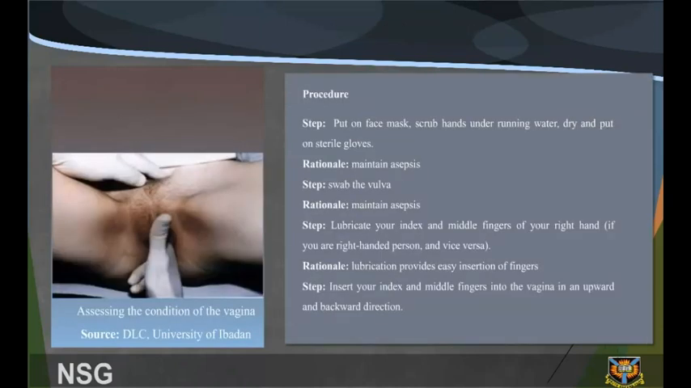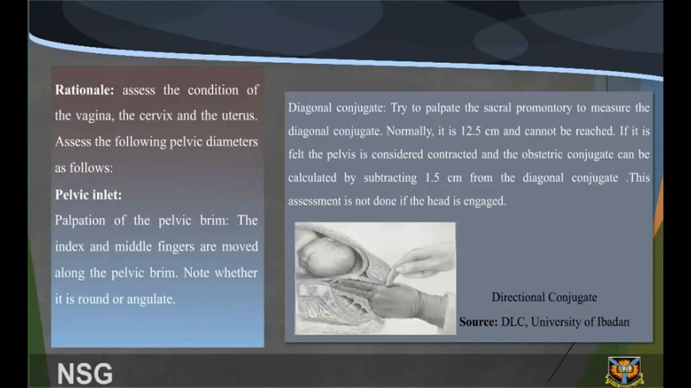Procedure. Put on a face mask, scrub hands under running water, dry and put on sterile gloves. Maintain asepsis. Swab the vulva. Lubricate the index and middle fingers of your right hand if you are right-handed, and vice versa. Lubrication provides easy insertion of fingers. Insert your index and middle fingers into the vagina in an upward and backward direction. Assess the condition of the vagina, the cervix, and the uterus.